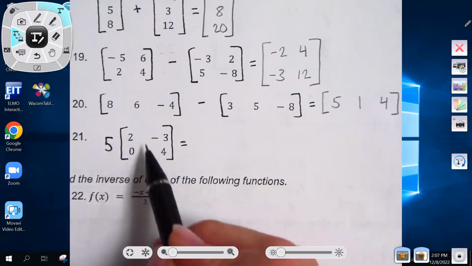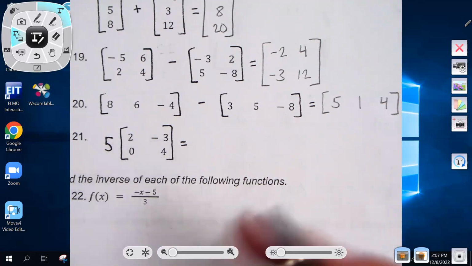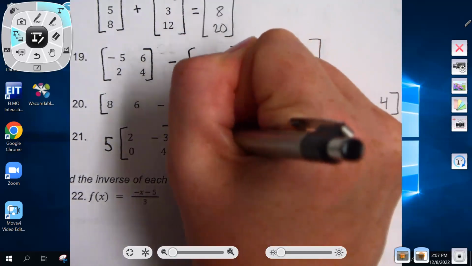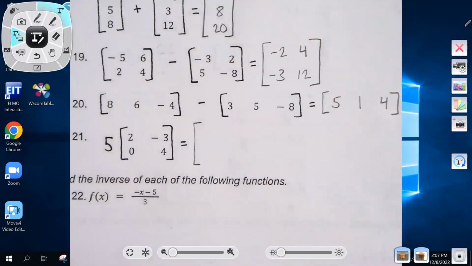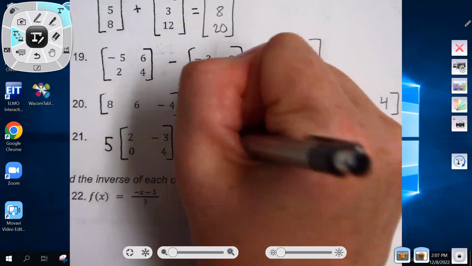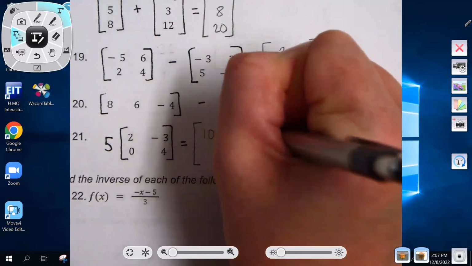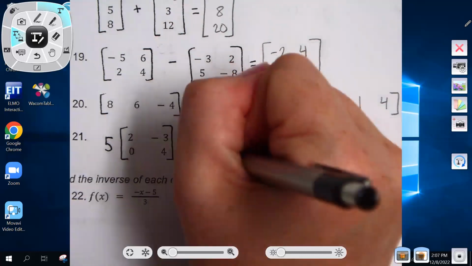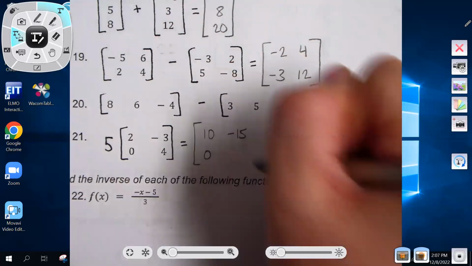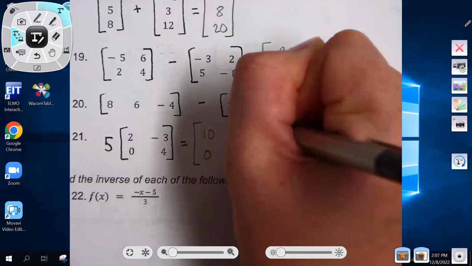Number 21, this matrix is being multiplied by 5. So all we have to do is multiply everything in that matrix by 5. 2 times 5 is 10. Negative 3 times 5 is negative 15. 0 times 5 is 0. And 4 times 5 is 20.